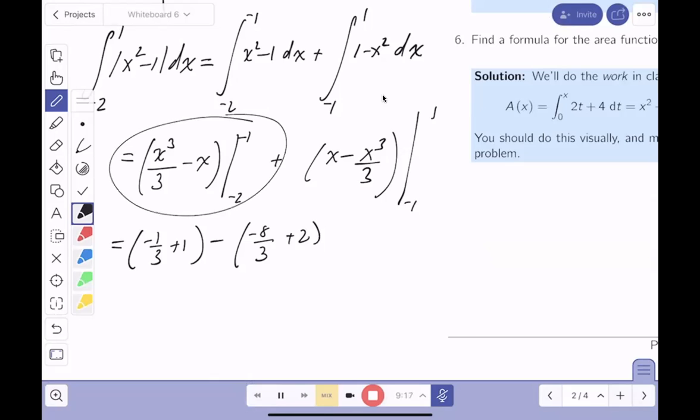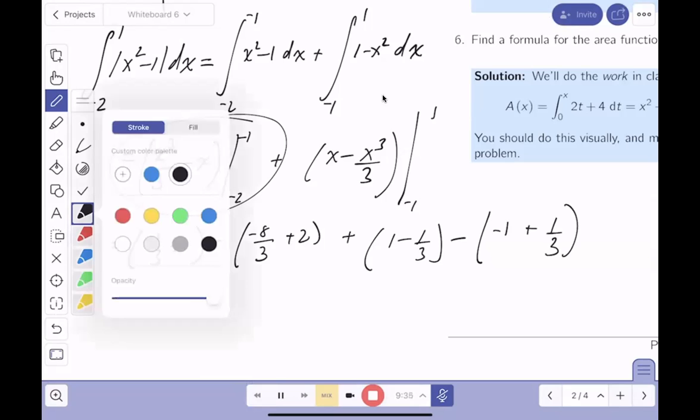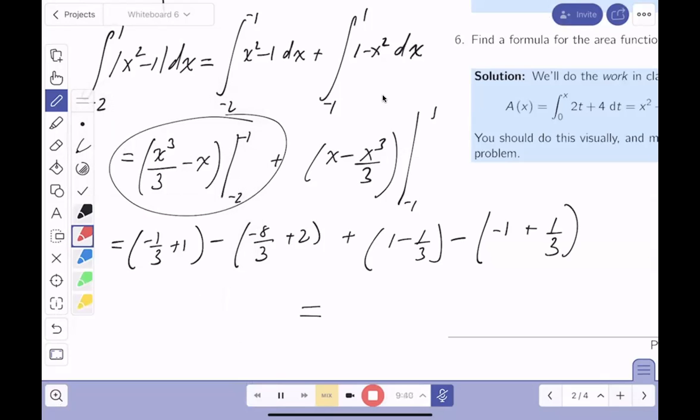I just did this guy. Let me do the next guy. This is going to be 1 minus 1/3 minus, now I'm doing the minus 1. That's going to be minus 1 minus a minus is plus 1/3. All right. Again, the way I do arithmetic may be a little bit different. Our outcomes cannot be different, though. I'm going to do the integers first because they're easy for me. 1 minus 2, that's minus 1, plus 1 is 0, minus a minus 1 is plus 1.